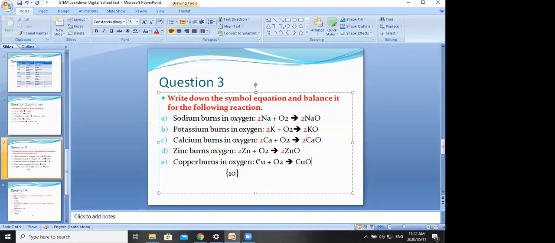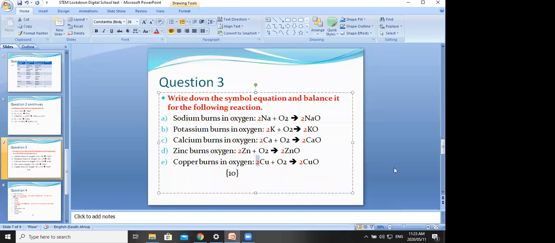CuO. Still not balanced. Coefficient 2. Did you write this? I doubt. I did. Oh, so you got a total for this question? Yes, sir. I'm happy. But most of you who submitted passed my test, so I'm happy.